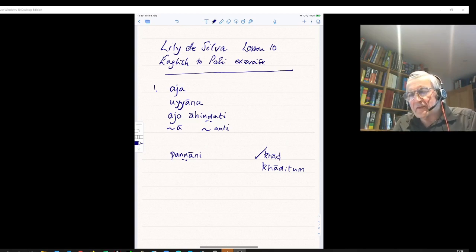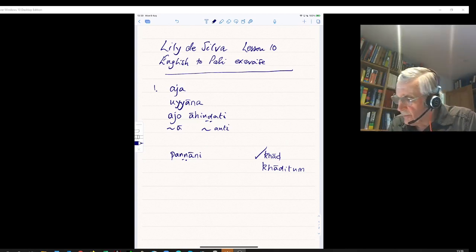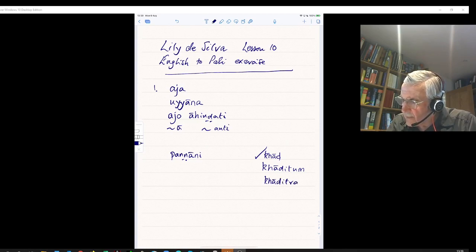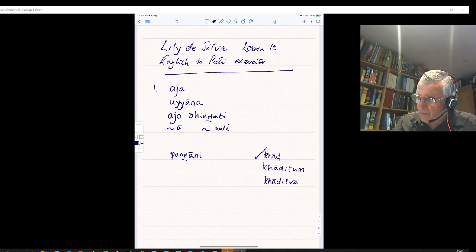Having eaten leaves, using the absolutive form, would be, what's the absolutive form? If kaditum is the infinitive, the absolutive is kaditva. So having eaten leaves is banani kaditva. Now, water, various words for water, we'll use the udaka.